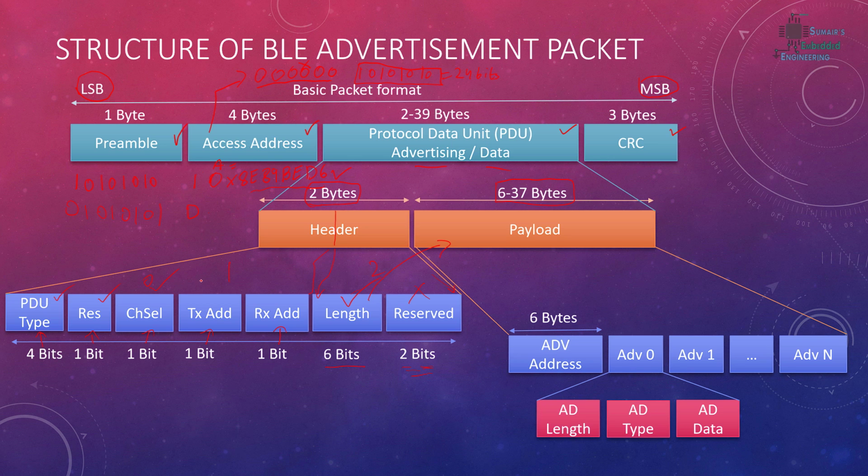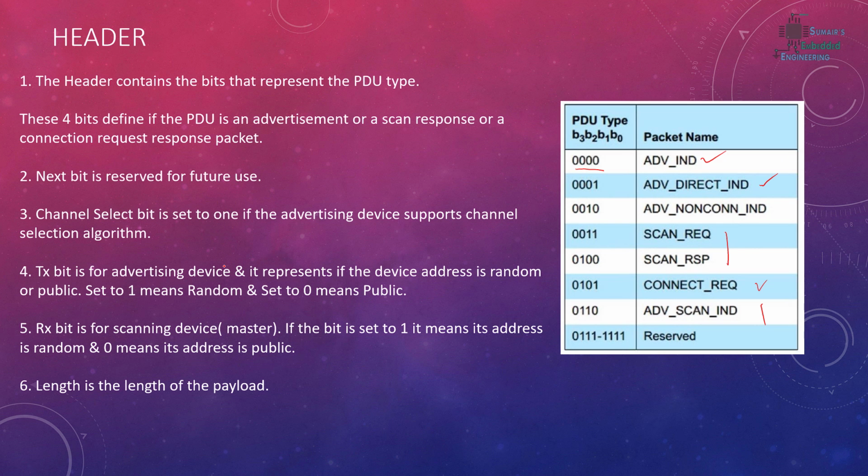Then we have TX, and the TX address bit is for the advertising device, and it represents whether the device address is random or public. If we set it to 1, it's going to be random, and if we set it to 0, it's going to be public. We will study this in the next tutorial about the random and the public addresses, because these are really important. This is a really important topic.